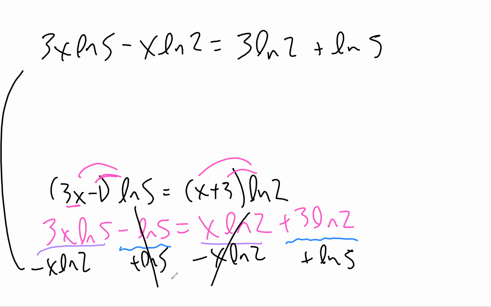Okay. And so now we're going to say, all right, well, we've got all of our x values, which in this case happens to be 2, on the left-hand side, and all of our non-x values on the right-hand side.